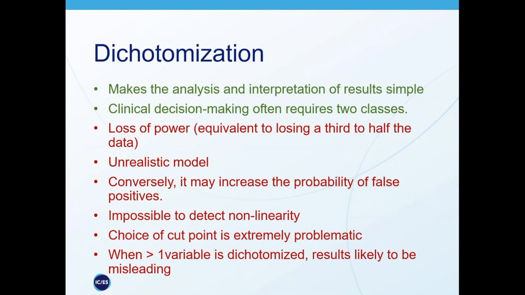As I showed, it does lead to an unrealistic model, and it makes it impossible to detect whether the impact of our variable is linear or nonlinear. In other words, we can't detect the actual pattern of the relationship. Now, the second kind of continuous variable would be one that you're just adjusting for.